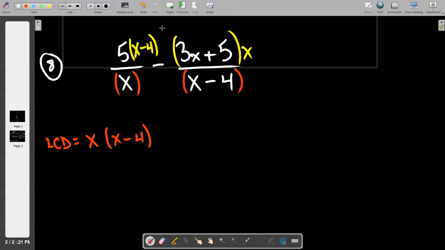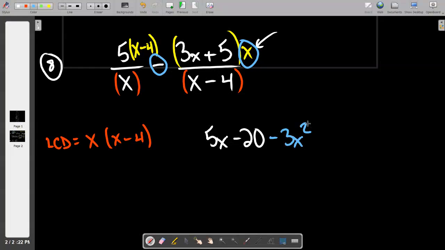Over here on the left side, I'm going to get 5x minus 20. What am I distributing into these parentheses? It's not an x, it's a negative x. Do you see that this negative and this x are both distributing collectively as a team? So what does 3x become? Negative 3x squared. What does plus 5 become?